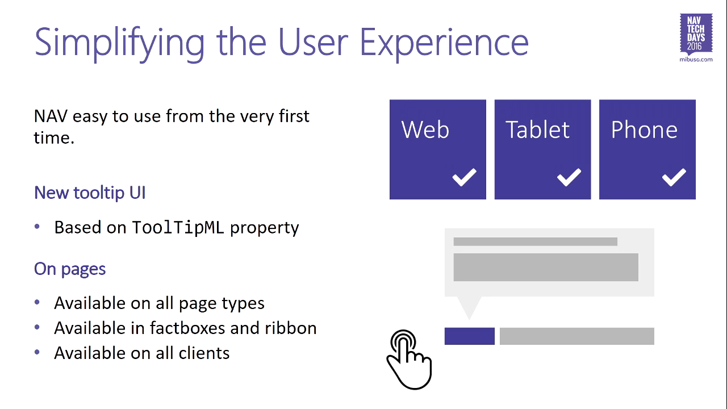In order to do so, we have worked on different features in the product to make the experience amazing from the very first time. We have started by improving some of our existing features. One of them is the tooltips. I'm not talking about something new. The developer can define tooltips on different fields via the ToolTipML property, and the tooltip will surface in the product. This is also pretty powerful because it's localizable. But we have restyled the tooltip, and we have changed the way it behaves so that it is more interactive.